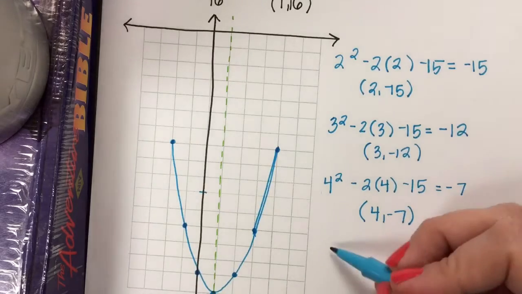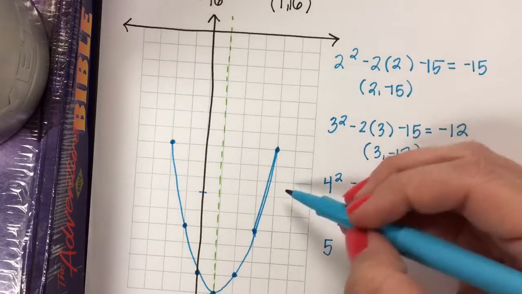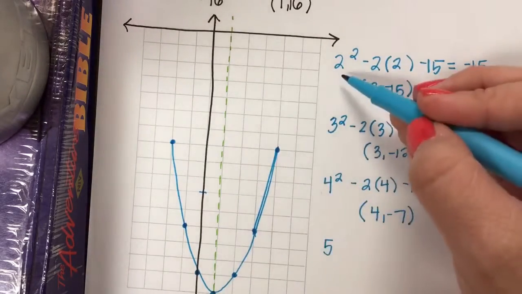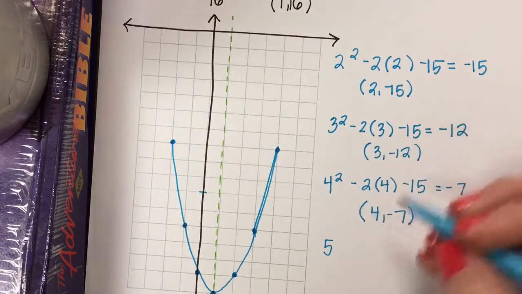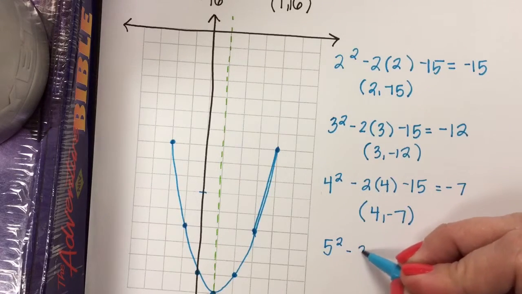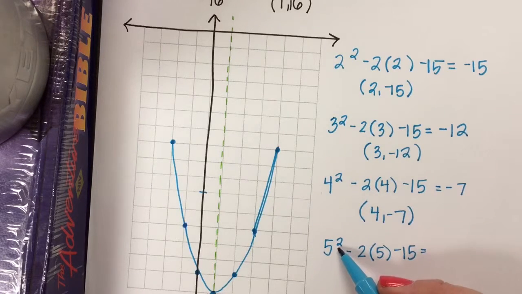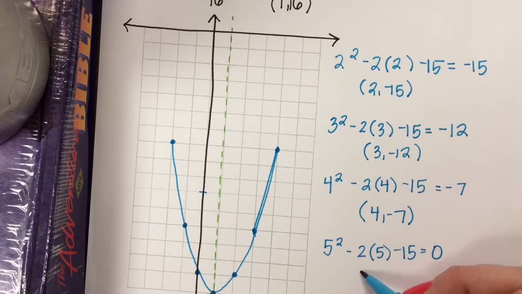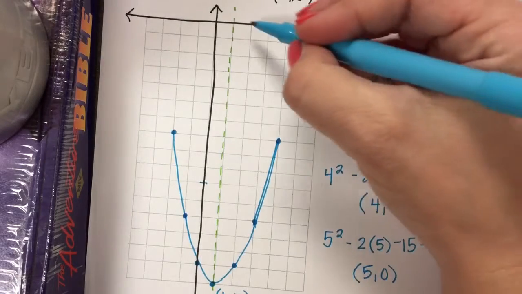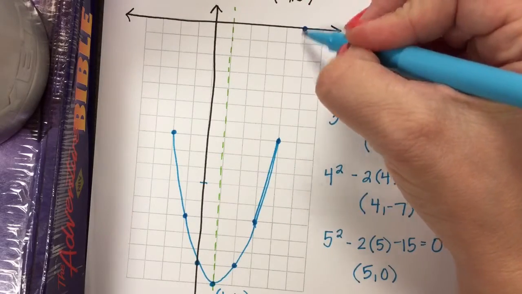So I'm going to try one more. My axis of symmetry was 1, then I plugged in 2, 3, 4, so now 5. 5 squared minus 2 times 5 minus 15. So 5 squared is 25, minus 10 is 15, minus 15 is 0. That gives me the point 5, 0. This is what I've been looking for.